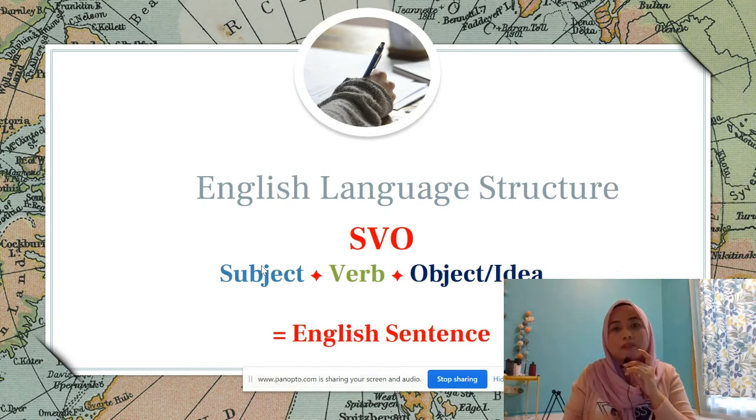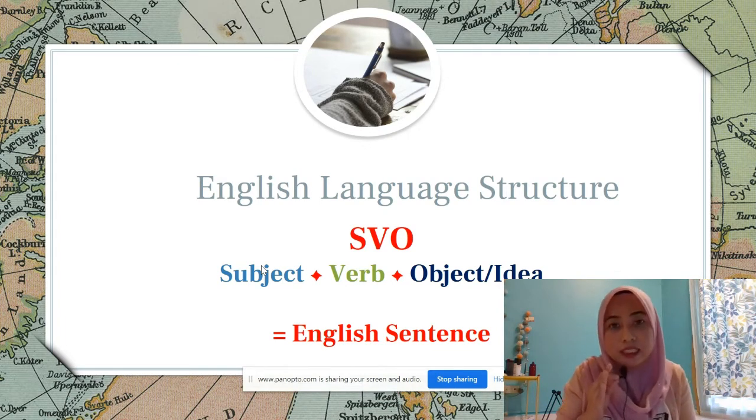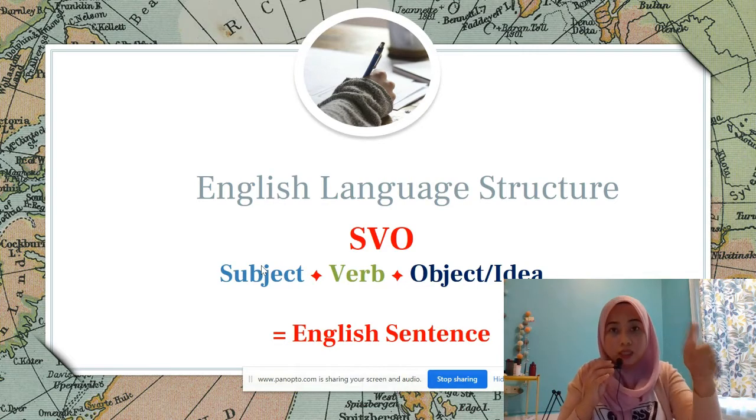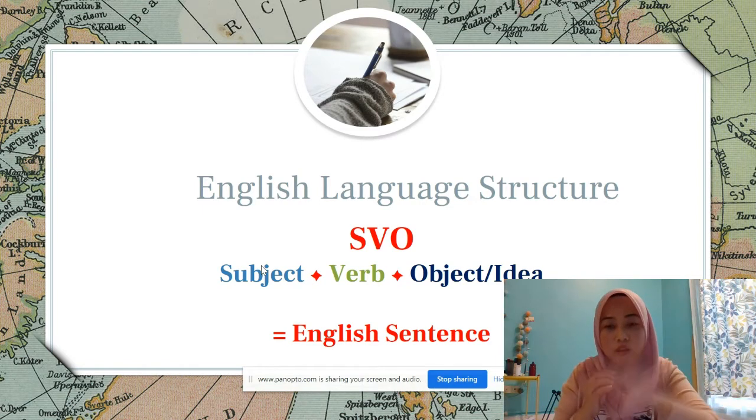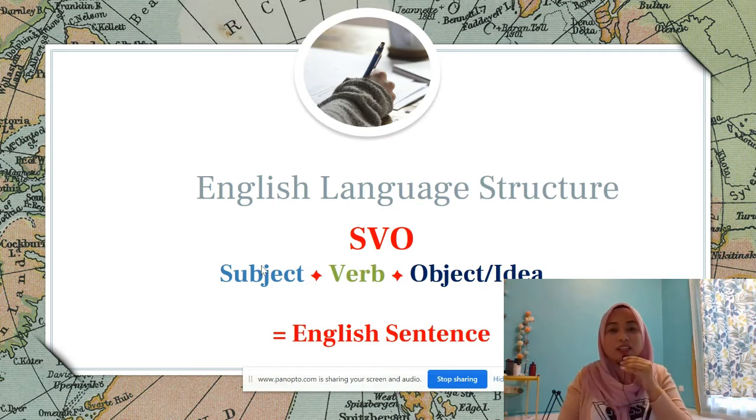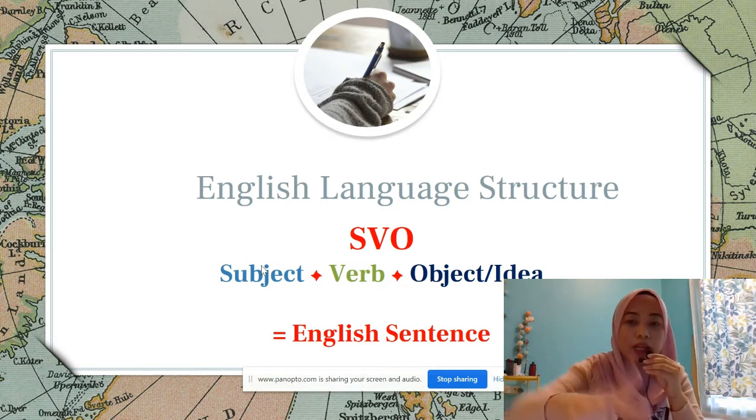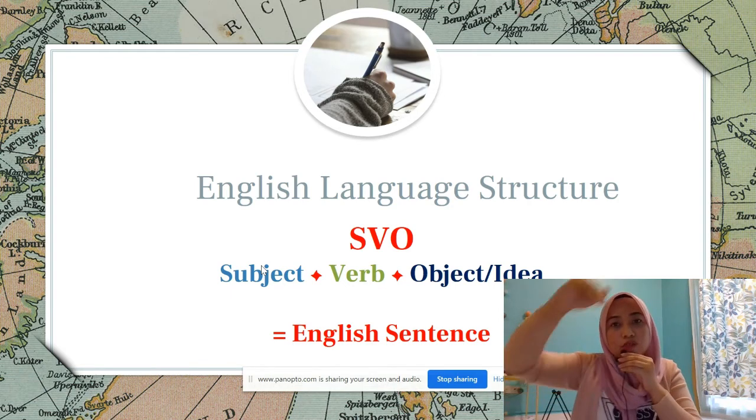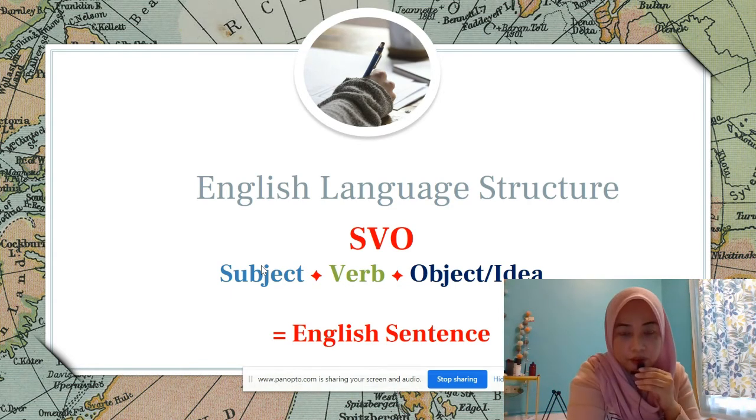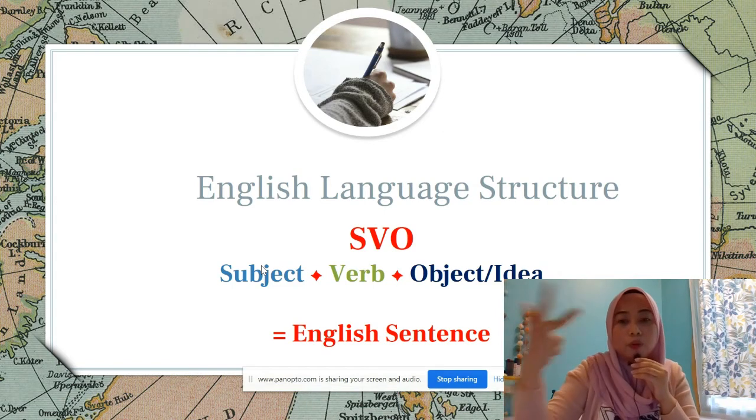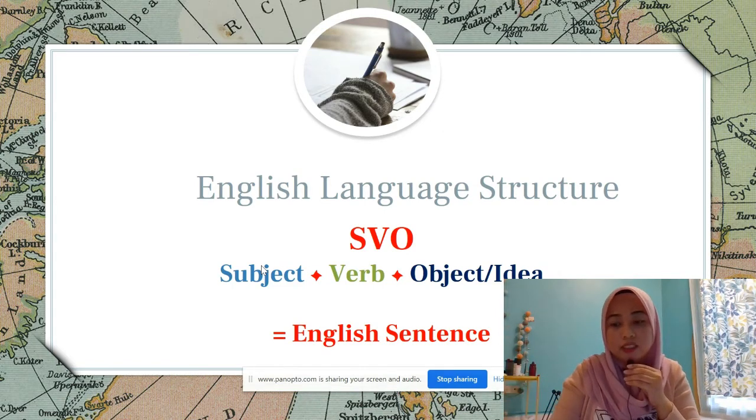So generally speaking, in simple sentences in the English language, to construct an English sentence, we need a subject, we need a verb, and we also need an object or idea of the whole sentence. That is the formula of an English sentence. And it has to follow the sequence. You need a subject first, then a verb, then an object or an idea. That makes an English sentence.